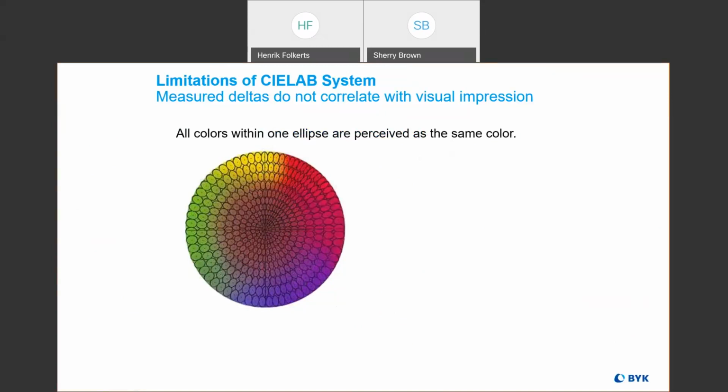So any other color inside that shape would be imperceptible. There would be no difference to our eye between any other color in that shape and that dot in the center. But any color outside of that shape, we'd be able to see a difference. So the point of this is that you can see that these tolerance shapes vary across color space. They're different sizes and shapes depending on which color you're talking about.